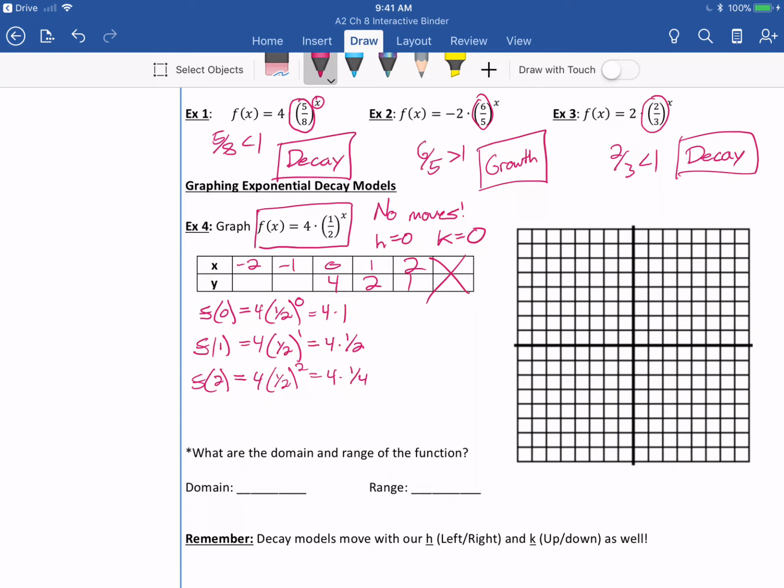All right, and these guys over here, those negative ones, you can plug them into your calculator or you can just kind of leave them here and that's okay. So I have (0, 4). These points will give me kind of a good enough gist here. (1, 2), and then (2, 1).